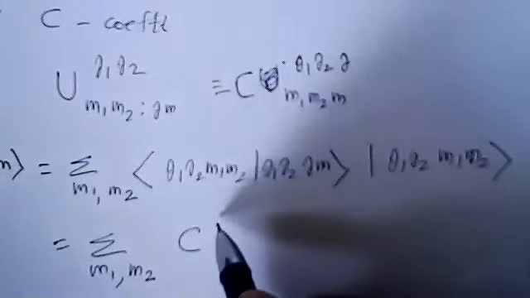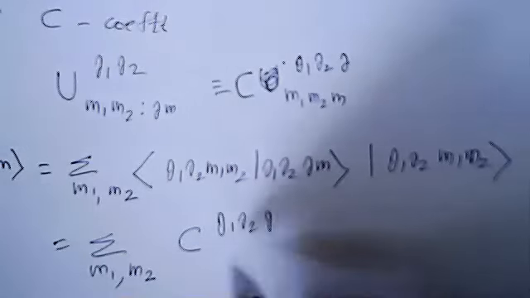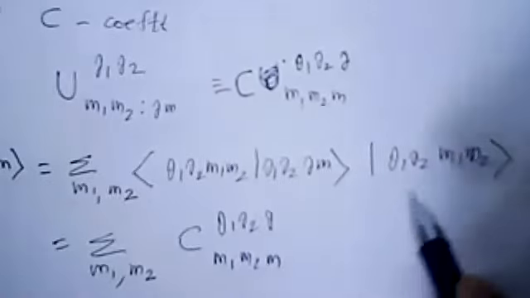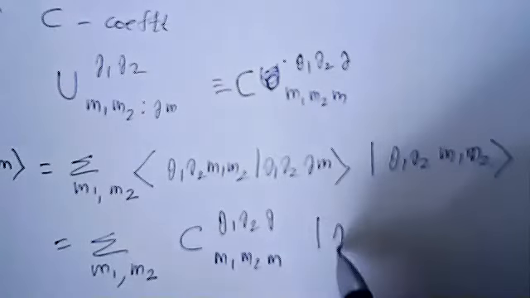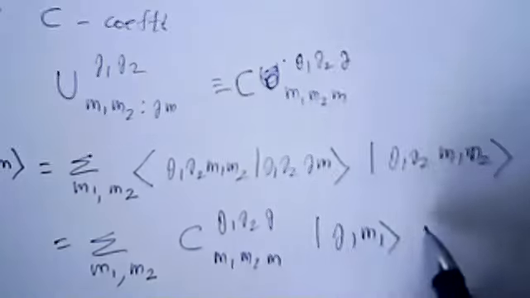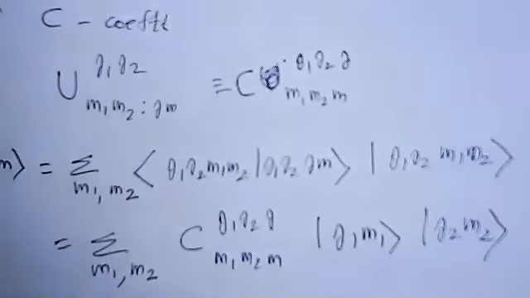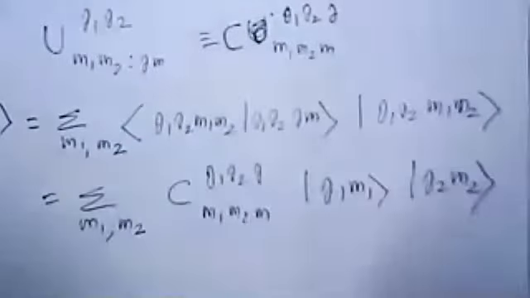Okay, so C j1 j2 j m1 m2 m. Then j1 m1, j2 m2, in different ways you can write, no problem. All things are same.